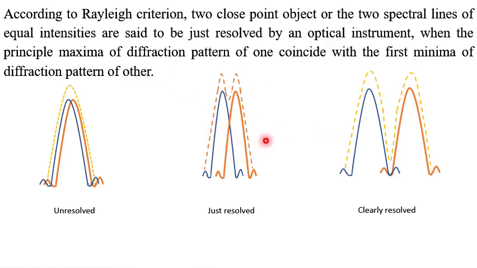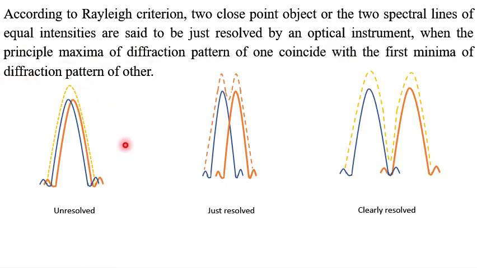Just resolved means we can see that there are two objects situated there, but it is not clear which type of objects they are. But yes, we can know that there is some object. So according to Rayleigh's criterion, two close points or objects, or two spectral lines of equal intensity, are said to be just resolved by an optical instrument when the principal maxima of the diffraction pattern of one coincides with the first minima of the diffraction pattern of the other.